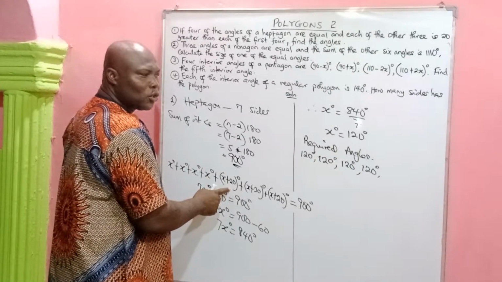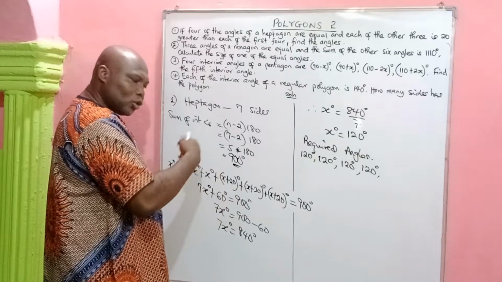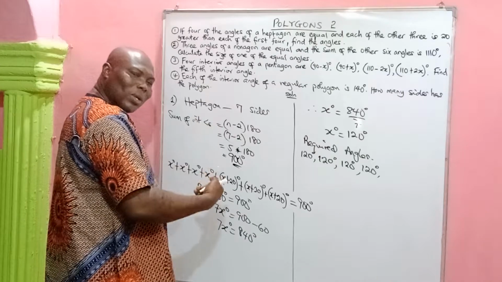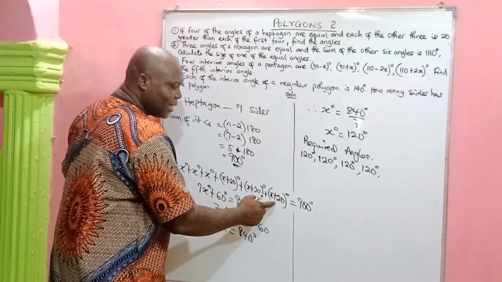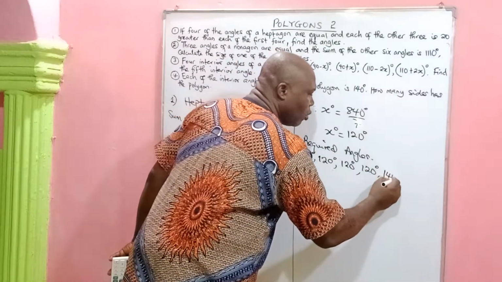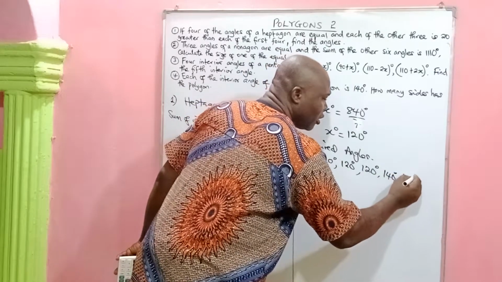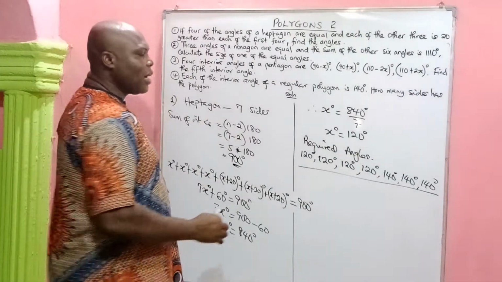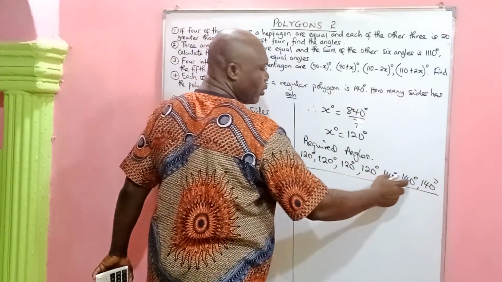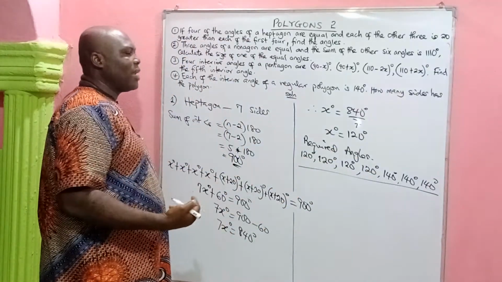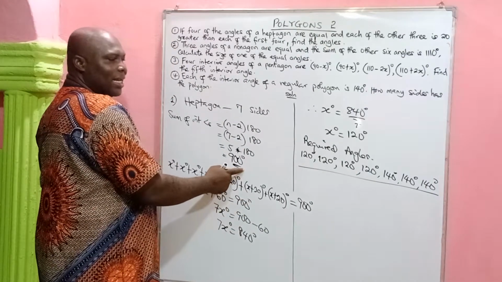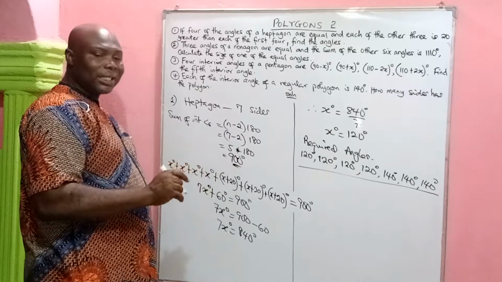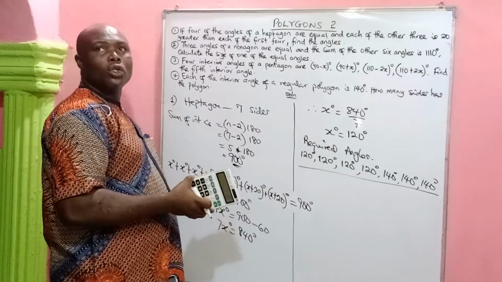Then this is x plus 20, meaning 120 plus 20, because x now is 120. So x plus 20 is 120 plus 20, which is 140. So it means that these 3 are 140, 140, and 140. These are the required angles. So when we sum all of these, the 7 interior angles of that heptagon, we will have 900. So that's how simple the first one is. So we are done with the first one.